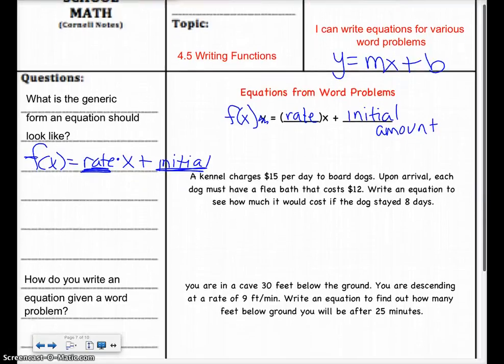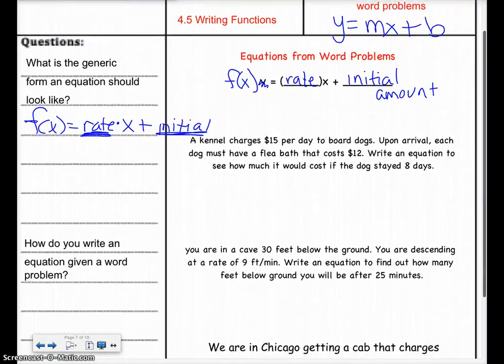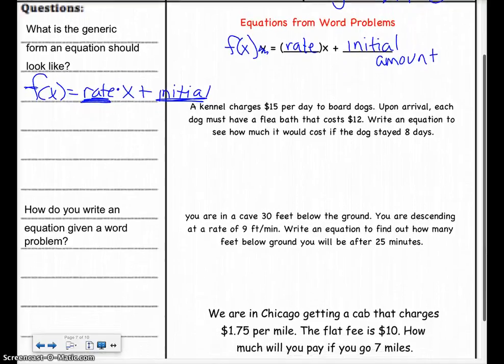All right, let's apply this. A kennel charges $15 per day to board dogs. Upon arrival, each dog has to have a flea bath. That's $12. Write an equation to see how much it would cost if a dog stayed 8 days. So here's what I know. My f of x is equal to something times x plus something. That's what I would always start out with. I know it needs to look like that. Now what's my rate? What changes? What do you think? What's my rate?